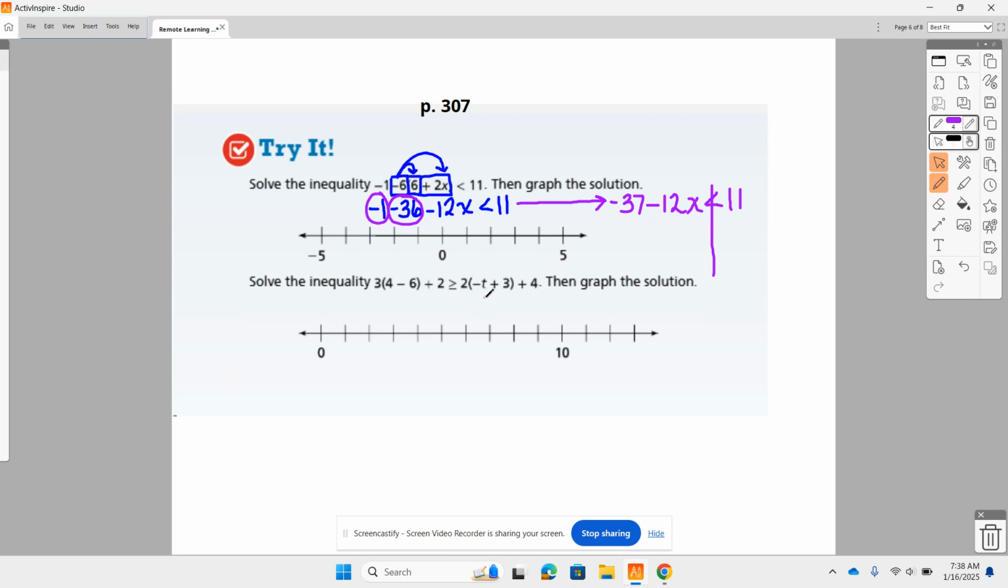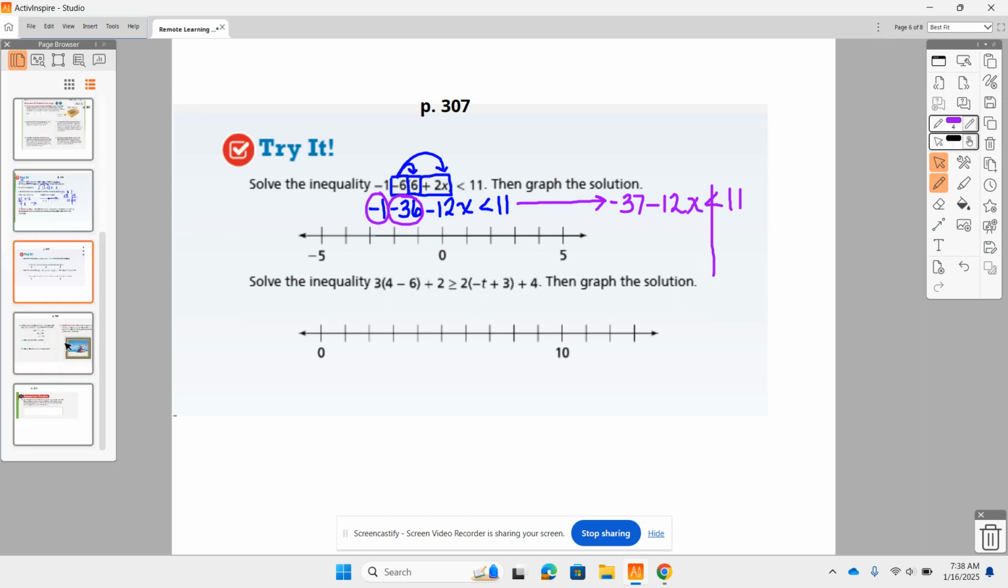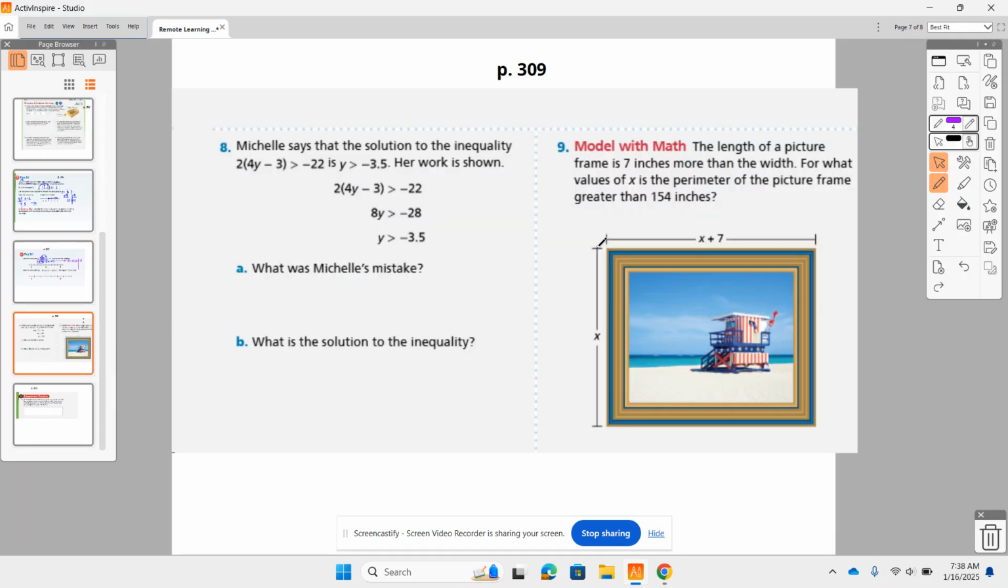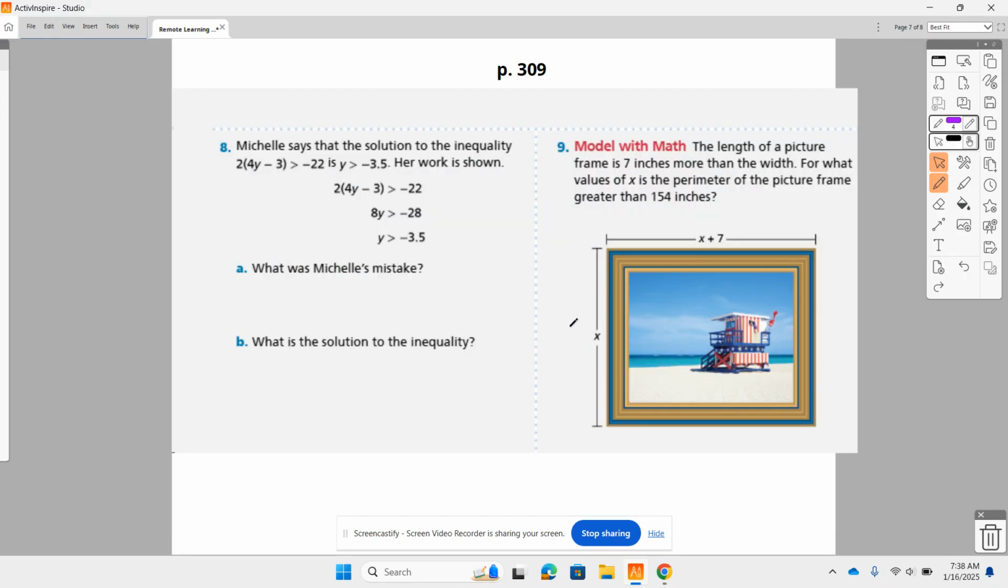All right, let's look at another one together that might give you some trouble. On page 309, there's a picture with a kind of an expression, and we're looking for the perimeter. This is a classic 7th grade question. So remember, perimeter is all the way around all the outsides. So that includes all 4 sides.